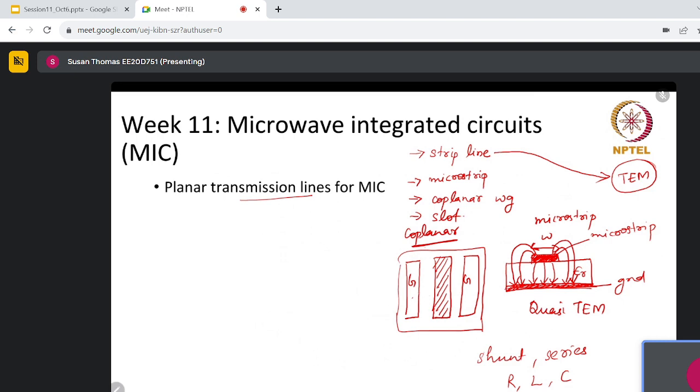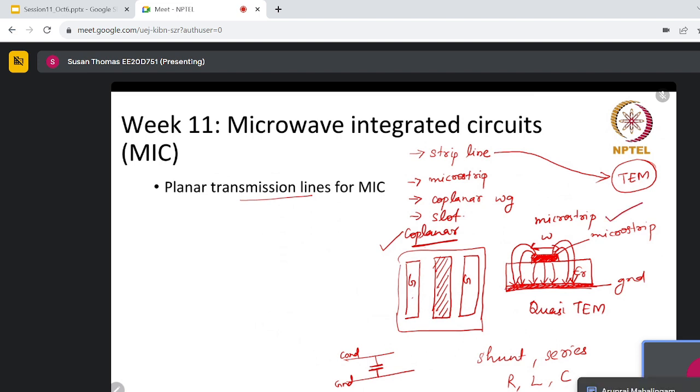So what I want to say is, for example, if you want to mount a shunt element. Suppose you have something like this. This is a two line transmission line. You have something like a capacitance which is coming in parallel. This is the main conductor and this is the ground. So between conductor and ground, I want to mount a capacitor. Which will be convenient? Is it a coplanar structure or a microstrip structure?